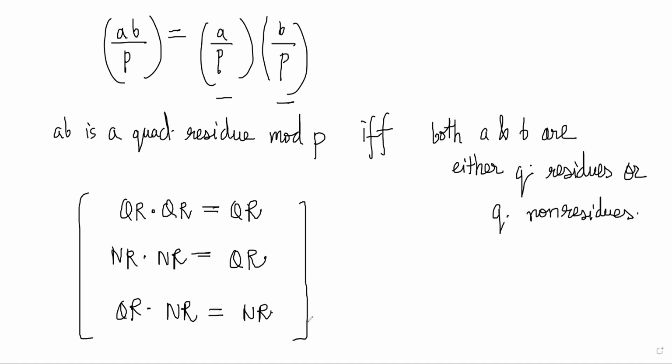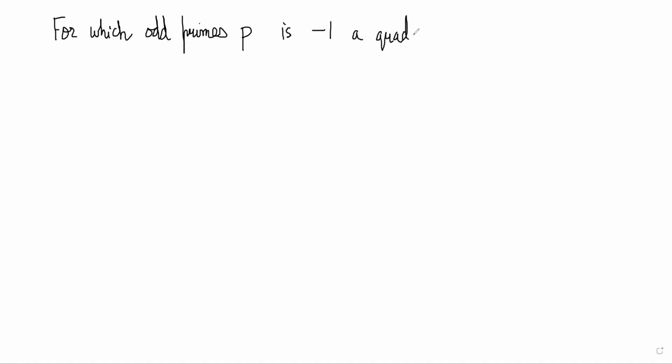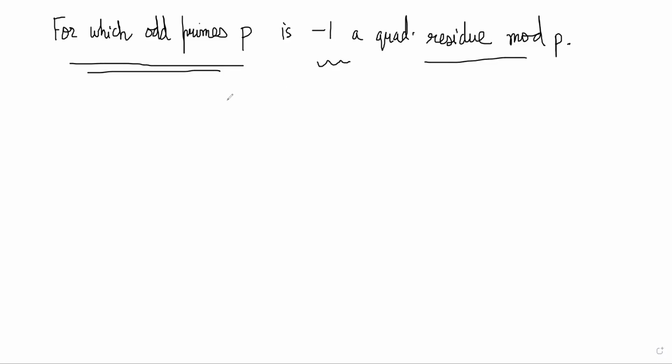Okay. So now let's go to the next idea. For which odd primes P is minus 1 a quadratic residue mod P? We are trying to answer this question. For which odd primes is minus 1 going to be a quadratic residue?